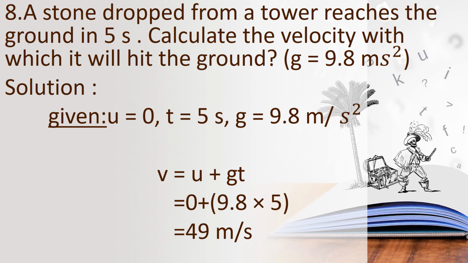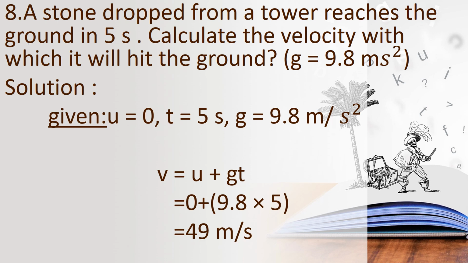Children, have you all understood? We have learned the note. What is that note? When a body starts from rest, its initial velocity is 0, that is u equal to 0. And if it is coming to rest, the final velocity will be 0. In the first sum, it is stopped because of applying brakes, so the final velocity is 0 there.